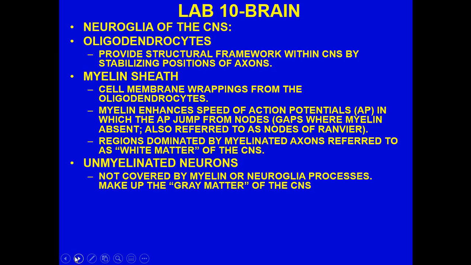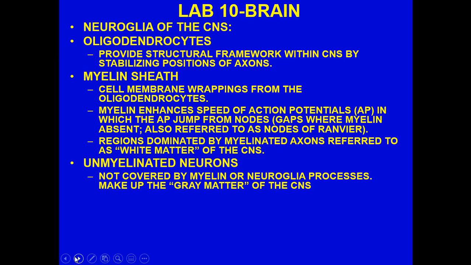Myelin enhances the speed of action potentials, APs, in which the AP will jump from node to node. Each of these nodes are gaps where myelin is absent. It's also referred to as the nodes of Ranvier. Now, the regions dominated by the myelinated axons are referred to as white matter of the CNS. And if you look at the brain, you will see that there are areas of distinctive, almost like color, but it's basically either kind of a grayish matter or a white matter.